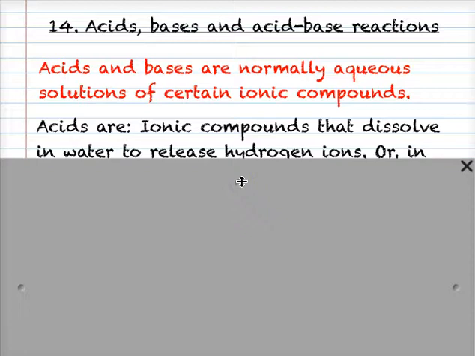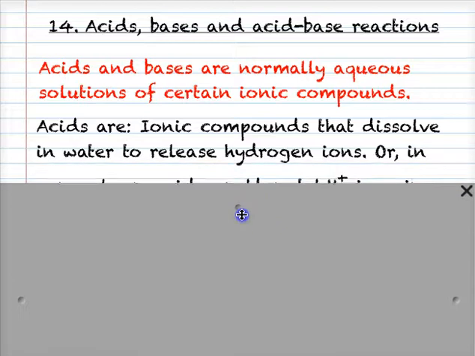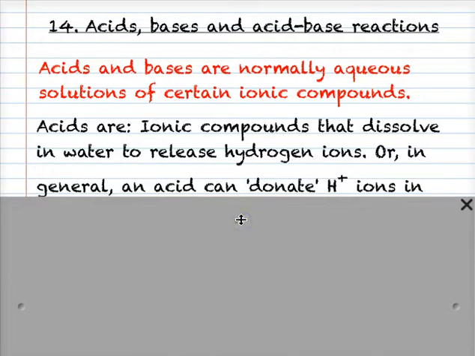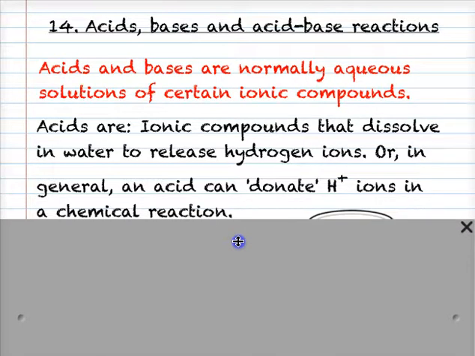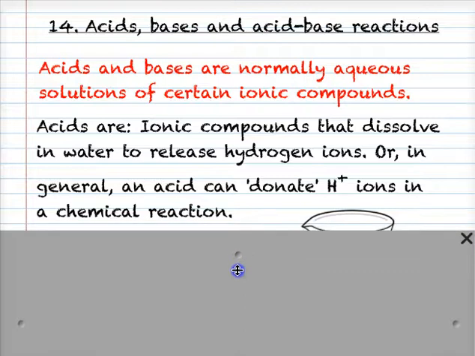So acids, ionic compounds that dissolve in water, and what happens is when they dissolve, hydrogen ions are liberated or released or freed up. In general terms, an acid can donate hydrogen ions in a chemical reaction. So in the acid, in the aqueous solution, there are free hydrogen ions, hydrogen atoms, if you like, which have donated, already lost their electron.